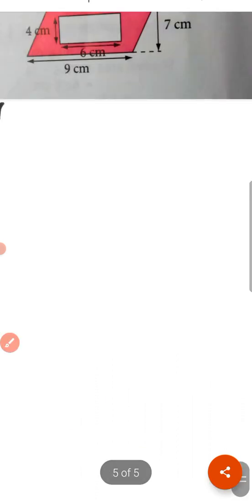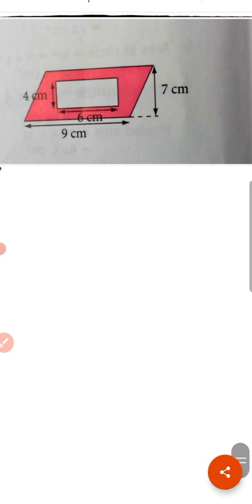Let me explain one more example, children. This figure is a combination of a parallelogram and a rectangle. Here the larger geometrical shape is a parallelogram and the smaller one is a rectangle. To find the area of the shaded region, you should subtract the area of the smaller geometrical shape from the area of the larger geometrical shape. That is, area of the parallelogram minus area of the rectangle.